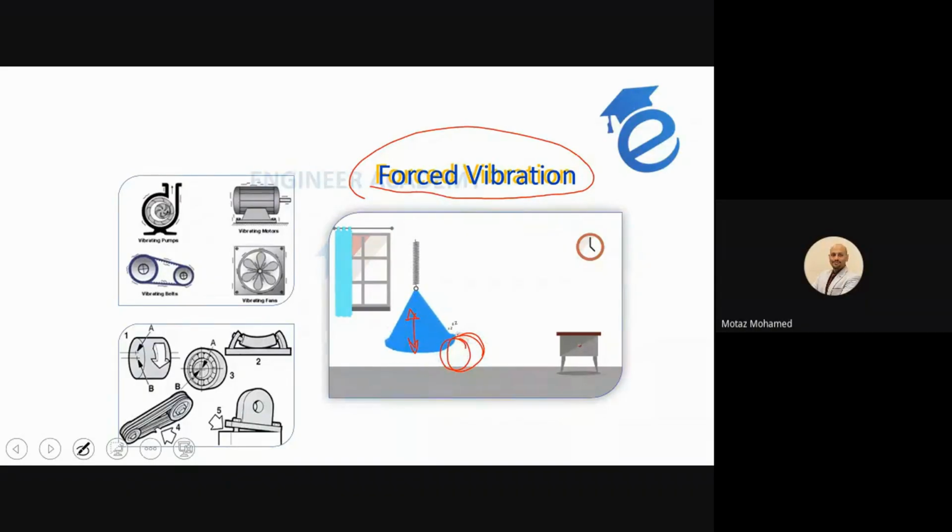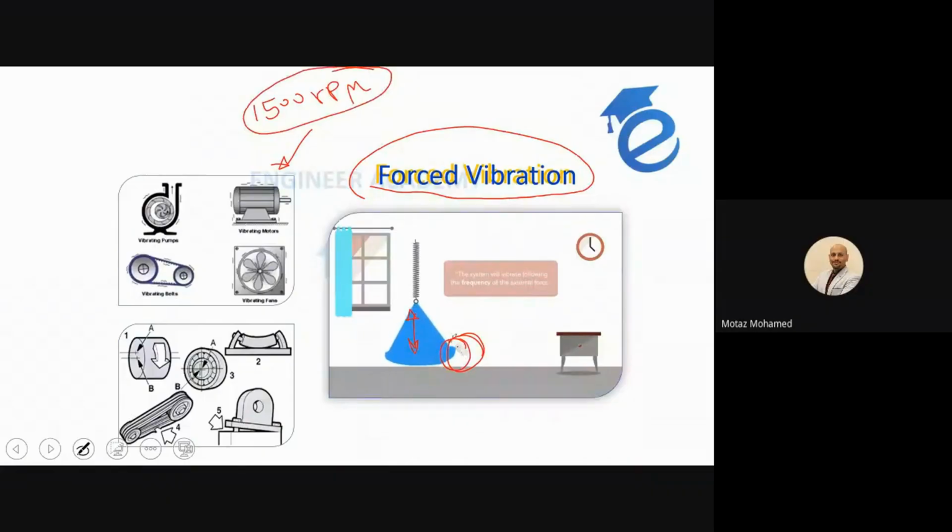Here we can ask a very important question. What is the meaning of frequency itself? Frequency is repeated action per second. Like I take a second as a unit time and I count how many times this action is repeated per second. Then if I have, for example, this motor running at 1500 RPM, how many revolutions are done per second?